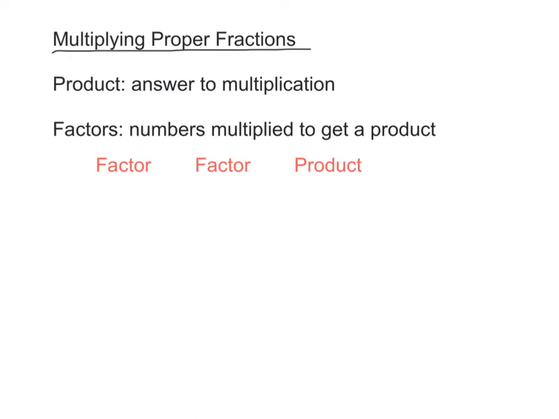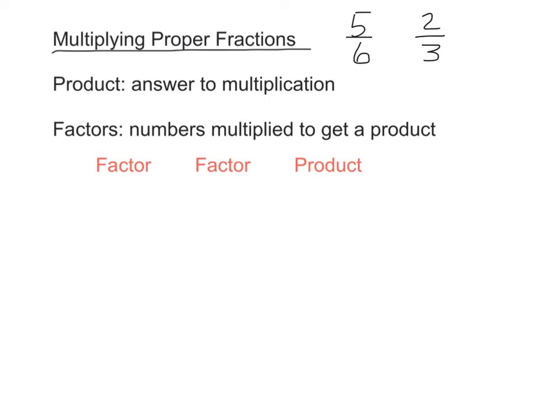This lesson is over multiplying proper fractions. A proper fraction has a numerator that is smaller than the denominator, like in 5/6 or 2/3. The numerator is the top number, smaller than the bottom number, the denominator. The product is the answer to multiplication. A factor or factors are numbers you multiply to get the product.